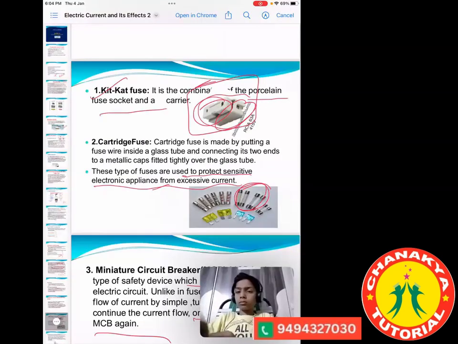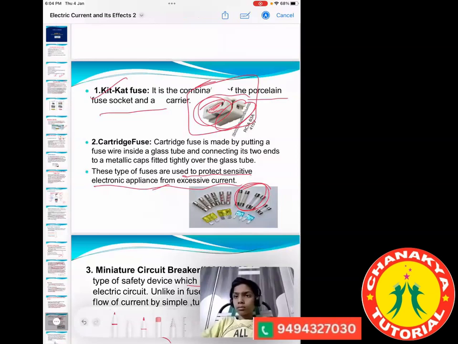The first one you can see is the Kit Kat fuse. The name is given Kit Kat because the structure looks like the Kit Kat only. So it is a combination of the porcelain fuse socket and a carrier. So this white outer part is made up of a material called porcelain. That is why the name is given porcelain fuse socket. The upper one is the carrier and the down one is the socket. So what we should do, the upper one we should remove, and the inner part we should insert it. Then cartridge fuses, you can see in the picture, they are very, very small in size, and they are also acting as a fuse.